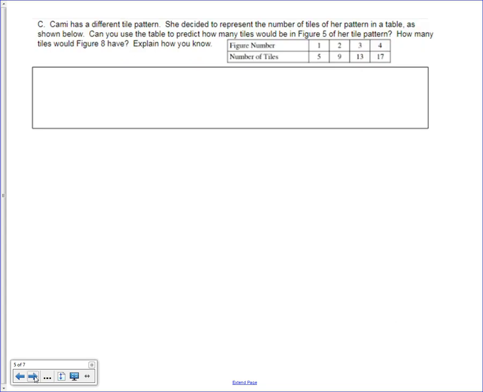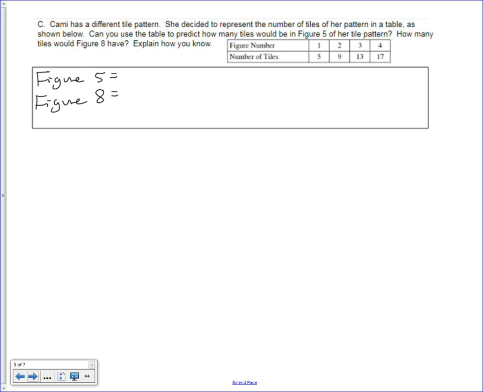Part C says Cami has a different tile pattern. She decided to represent the number of tiles in her pattern in a table, as shown below. Can you use the table to predict how many tiles would be in figure 5 of her tile pattern? How many would be in figure 8? Explain how you know. So in figure 5, and then in figure 8, and then I needed an explanation.